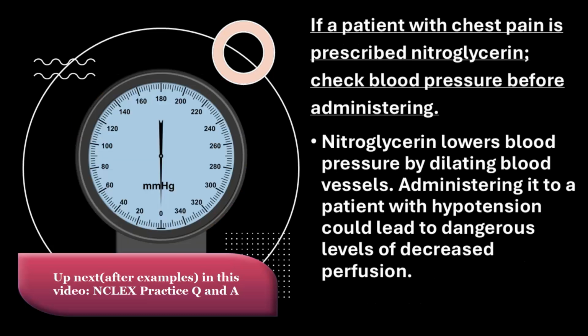Example number 4. If a patient with chest pain is prescribed nitroglycerin, check blood pressure before administering. Nitroglycerin lowers blood pressure by dilating blood vessels. Administering it to a patient with hypotension could lead to dangerous levels of decreased perfusion.